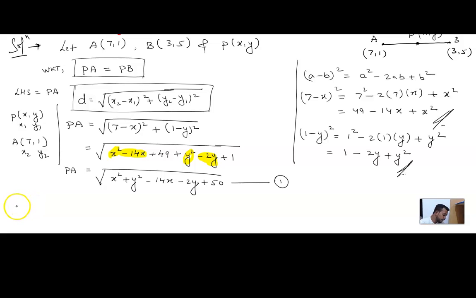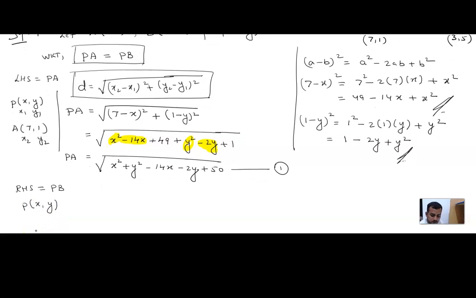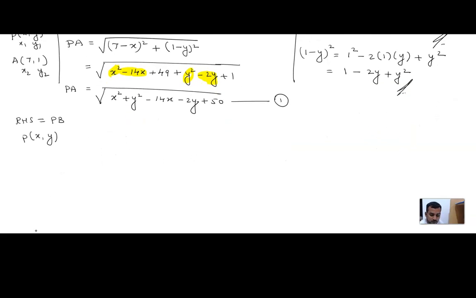Now let me find the RHS part. So what is RHS? That is PB. What are the coordinates of P? That is x comma y. What are the coordinates of B? That is 3 comma 5.